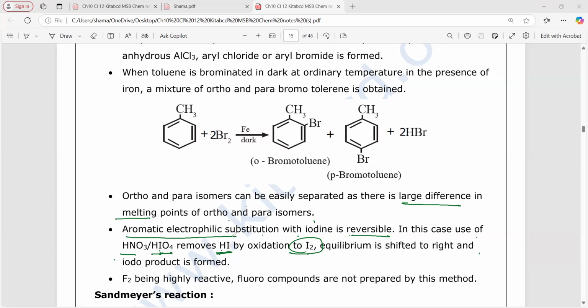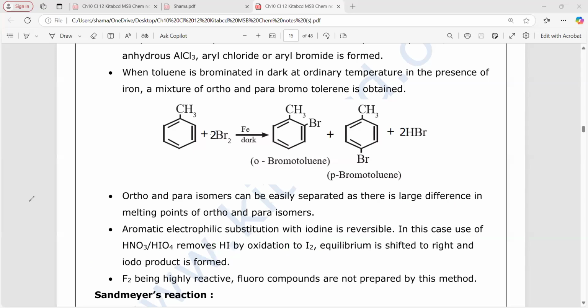Because as we know that HI is a strong reducing agent. It would immediately reduce iodobenzene back into benzene, correct? And hence HNO3 and HIO4 act as oxidizing agents. HI will be oxidized and your equilibrium will shift to the right hand side. Means you will get the expected product, that is the iodo product.